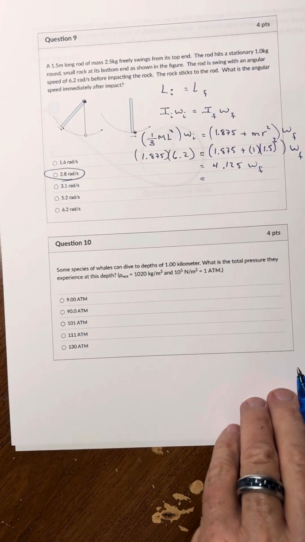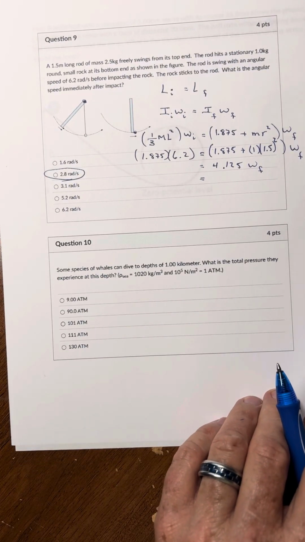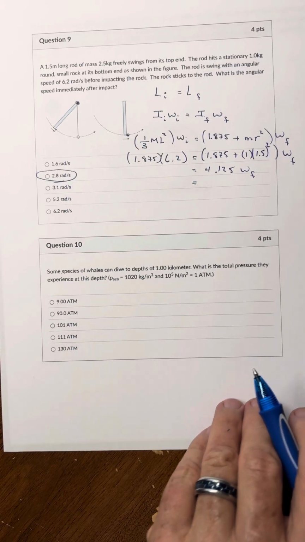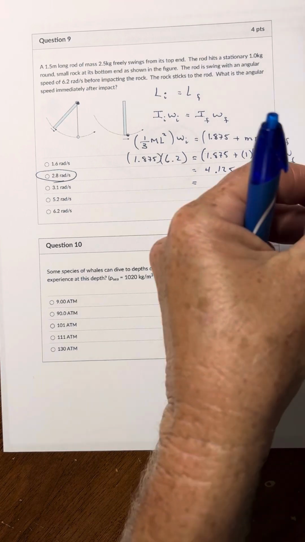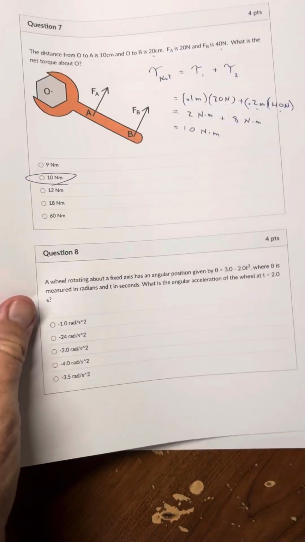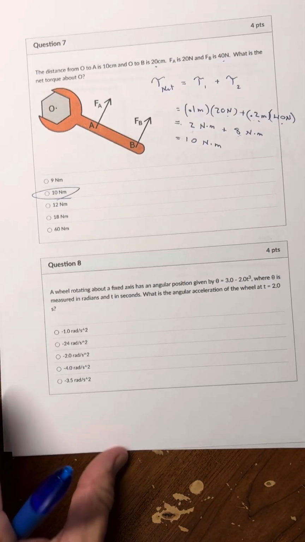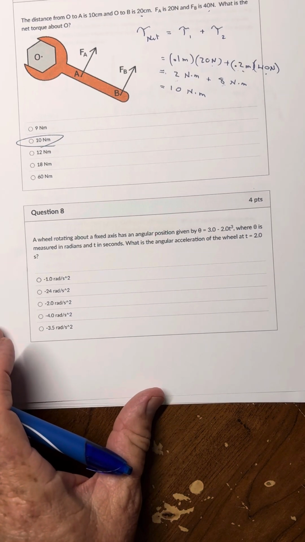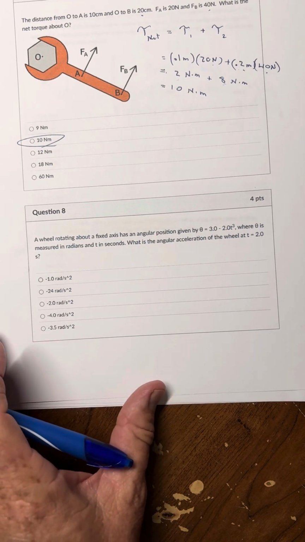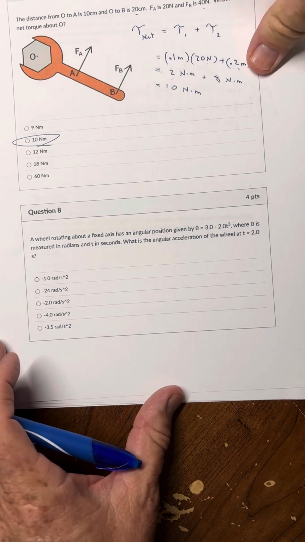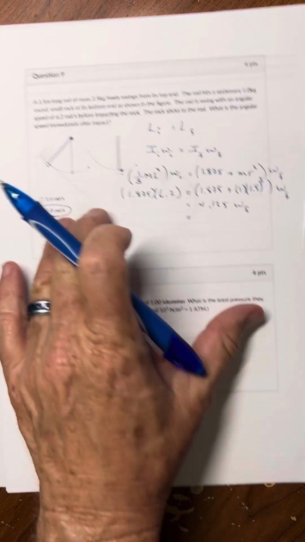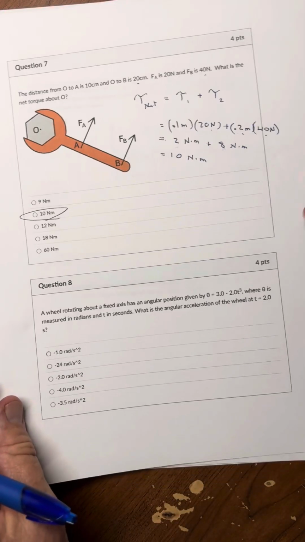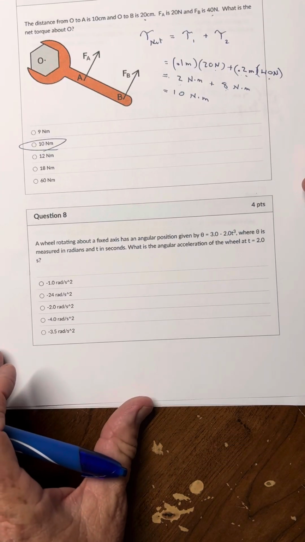For number 9. You know what? I just realized, did I skip that one? I did. I'm sorry. I went to look at something and skipped number 8. I thought I was doing number 8, but I did number 9. I apologize for doing it out of order. Let's go here to number 8.